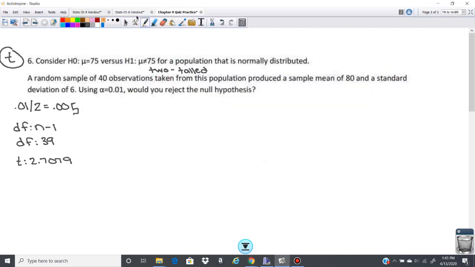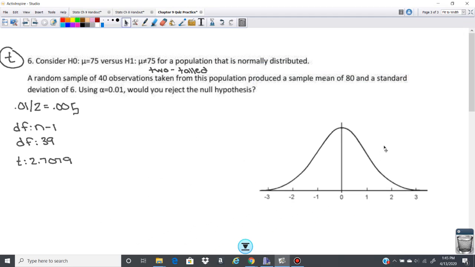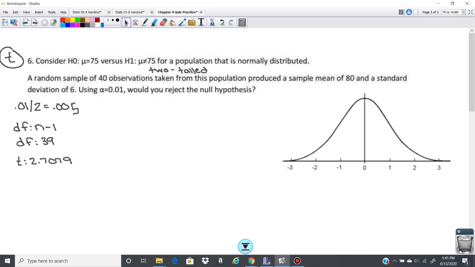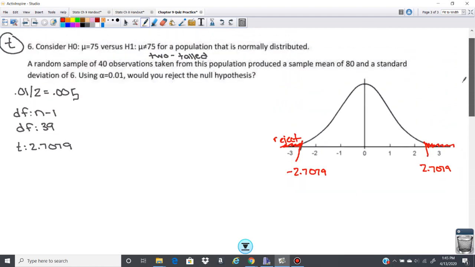Okay, so let's go ahead and put that on our graph. 2.7, we'll put it over here. It's going to be two-tailed, so you're going to get a positive and a negative. So 2.7 is probably about right here, and then right about here. These are your rejection regions.